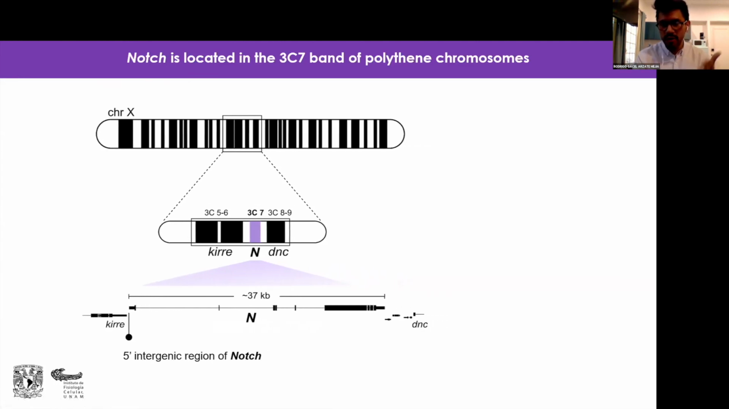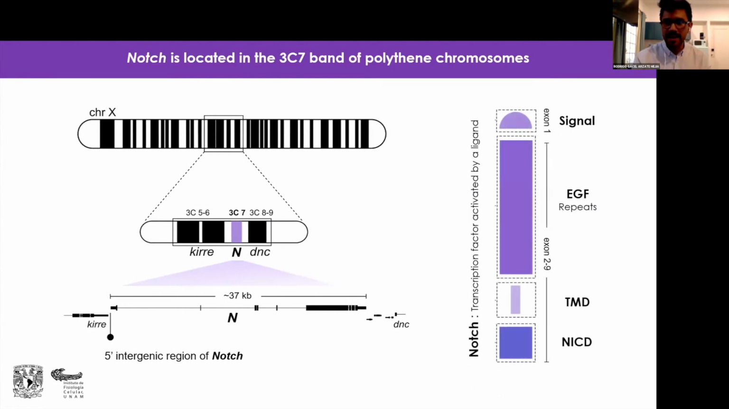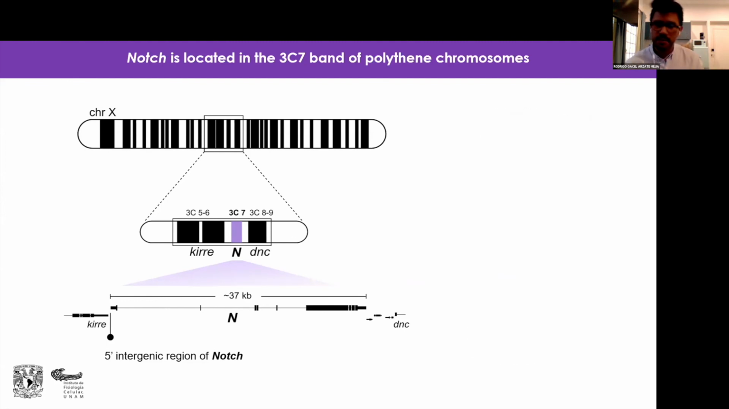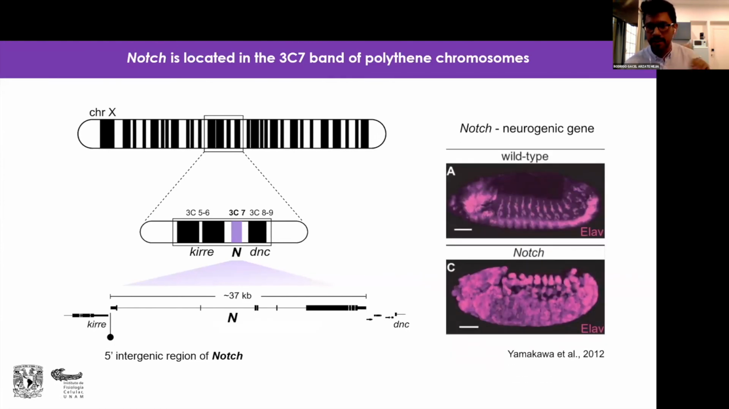We know that Notch codes for a transmembrane protein, and it's in fact a transcription factor activated by a ligand. And we know, based on a lot of experiments, that the loss of Notch, the depletion early in development, is lethal, and it frequently results in a hyperproliferation of neuronal progenitor cells. So we know that it's super important and it's quite conserved from worm to humans.